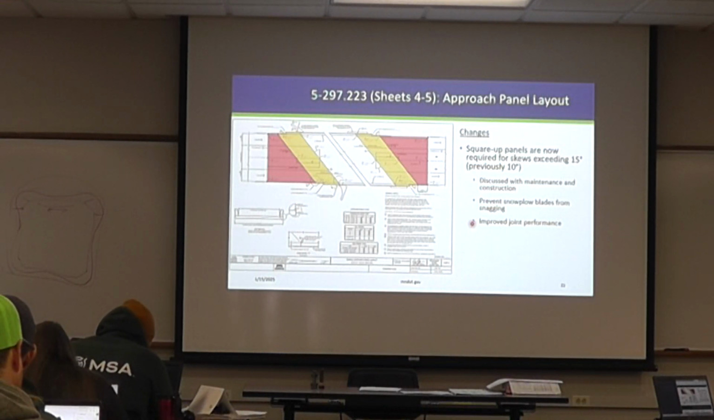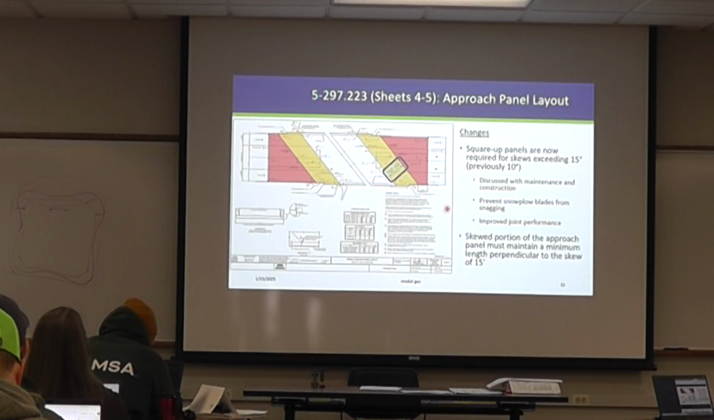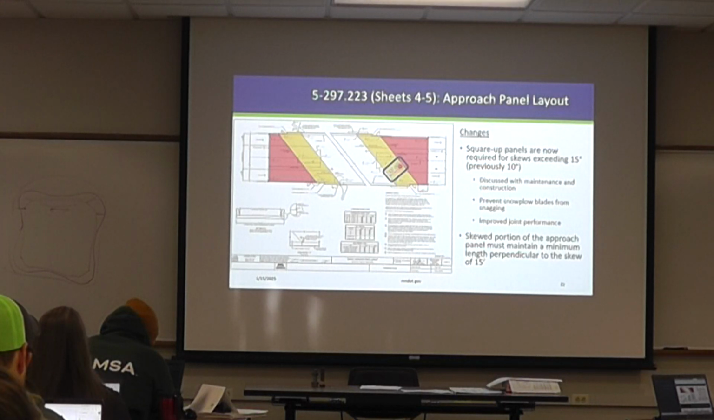And also, providing these square panels means that we are squaring up the end of the approach panel with the adjacent roadway, and that's going to help us have improved joint performance at that interface. The designer should be making sure of this, but there should be this 15-foot minimum spacing here. Otherwise, typically our approach panel minimum length is 20 foot, measured along the length of the roadway.